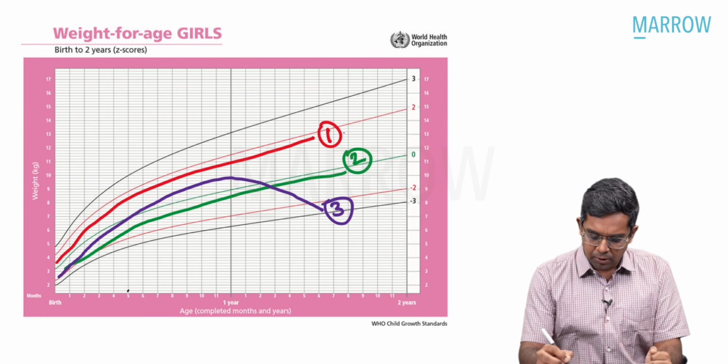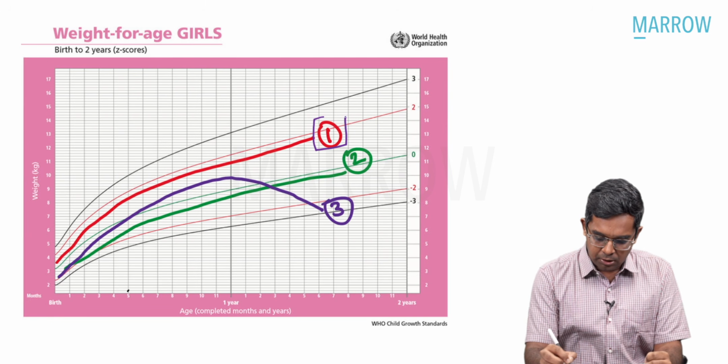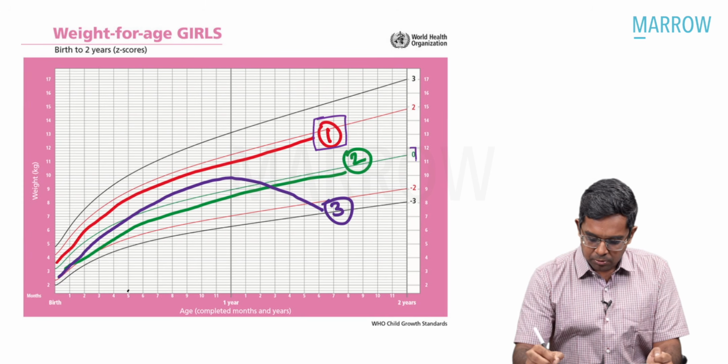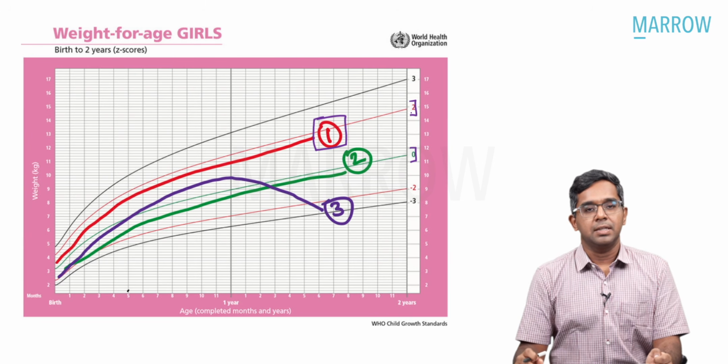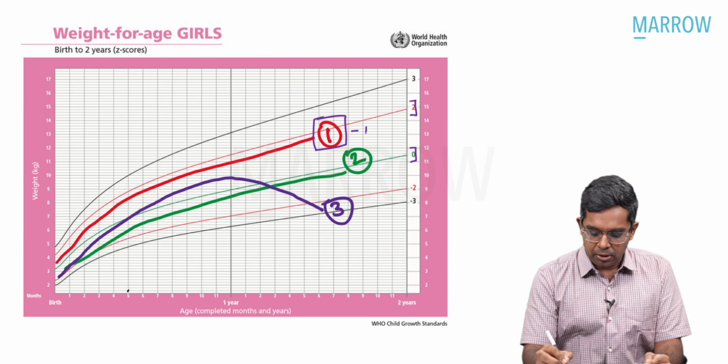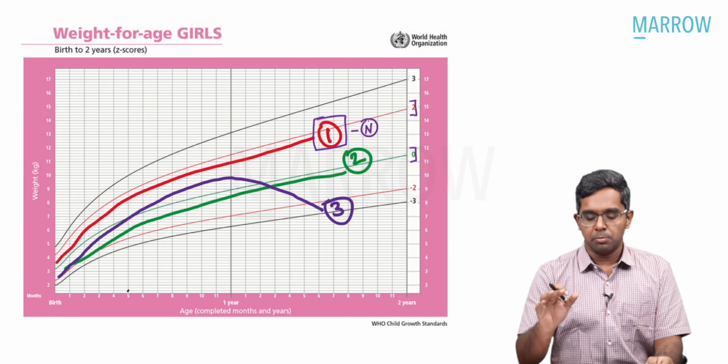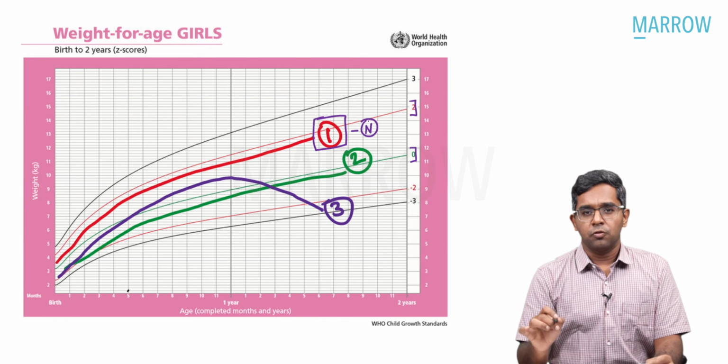If you look at curve number 1, the growth trajectory is between 0 and plus 2 standard deviation. This is absolutely normal growth for the child. 0 to plus 2 standard deviation means normal growth. So there is no growth faltering here.